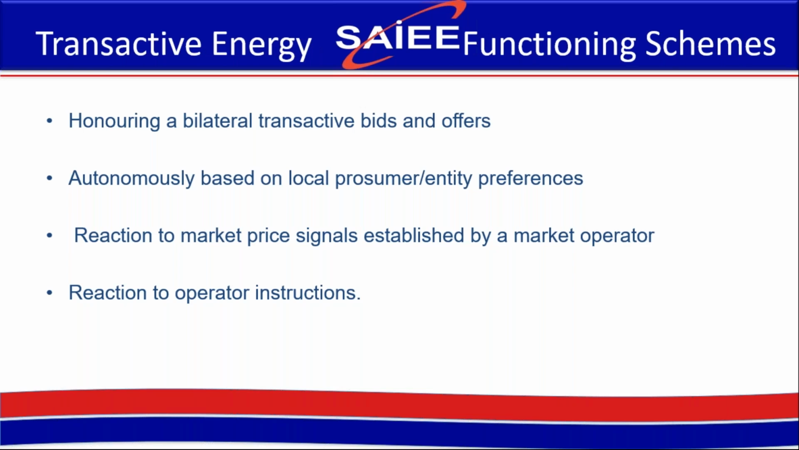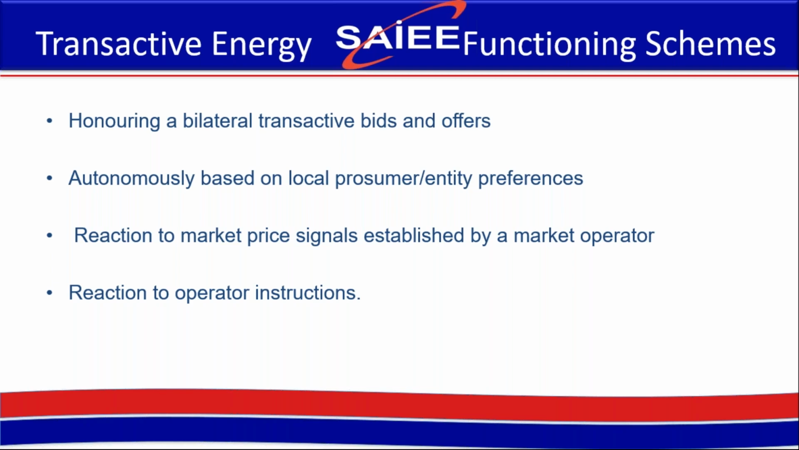So how do you transact? There are different schemes that you can use to have transactive energy. You can honor bilateral transactive bids and offers. So people send bids, you take them, or offers, you decide whether you want to take them or not.